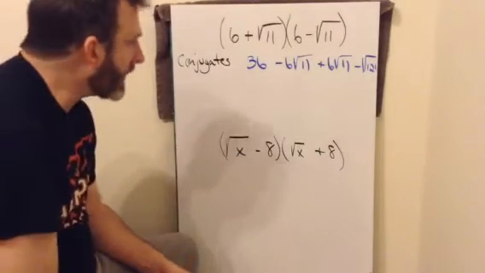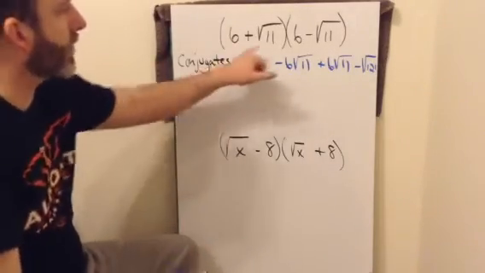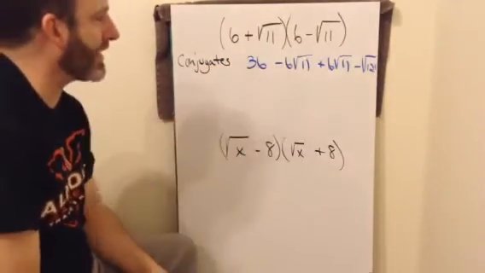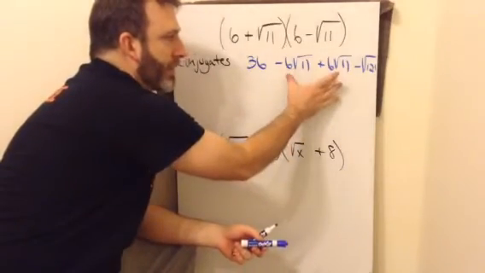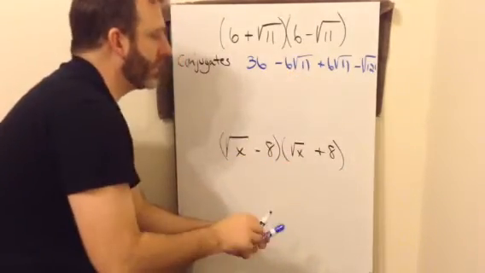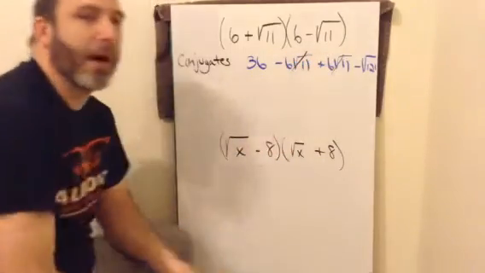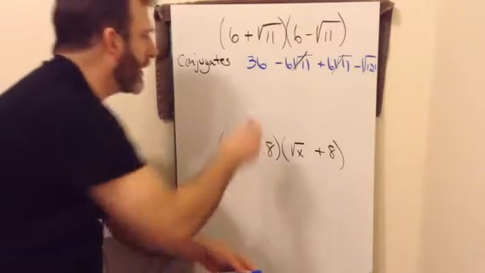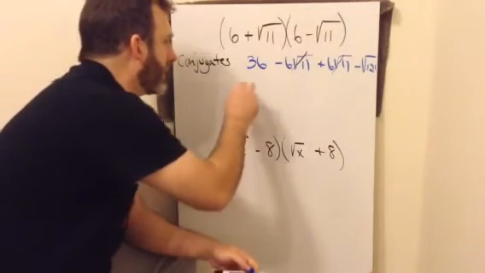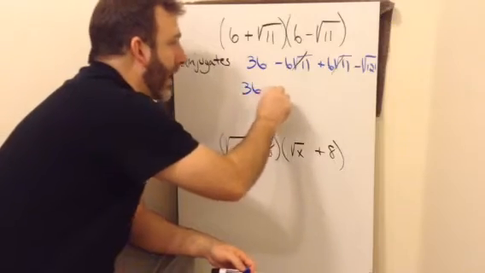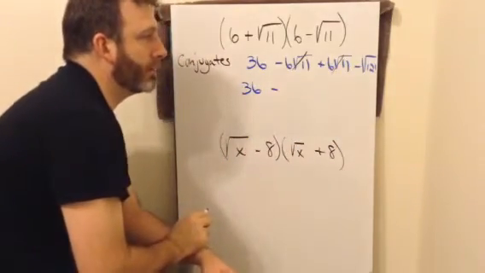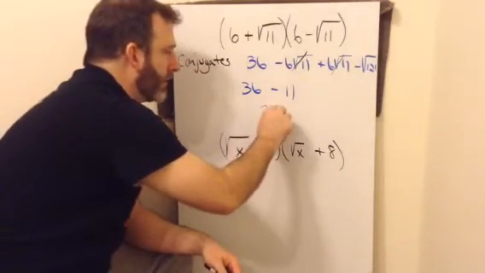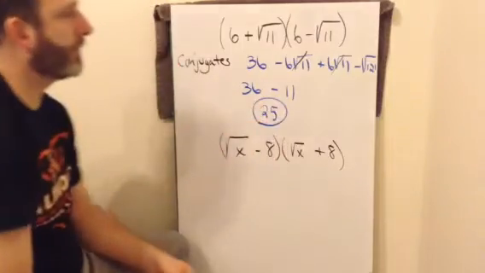Well, when we have conjugates, when we have same first term, same second term, and the difference is a sign in between, what you're going to see is this exactly happen. These are like terms, but negative 6 plus 6 cancels them out. Negative 6 plus 6 is 0. 0 times anything is 0. So I have 36 minus square root of 121, which is 11. 36 minus 11 will be 25. Okay.